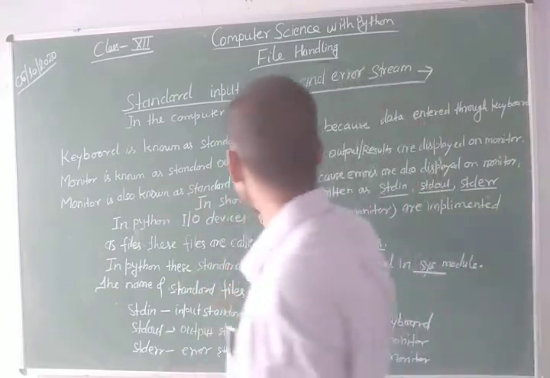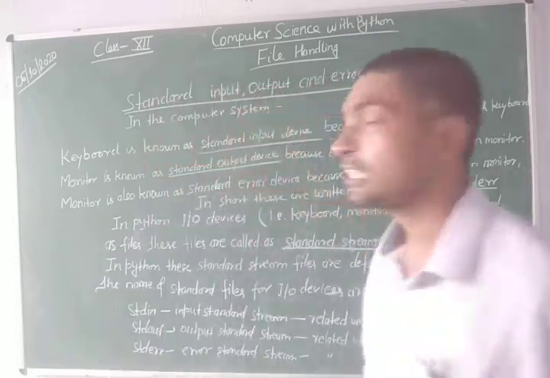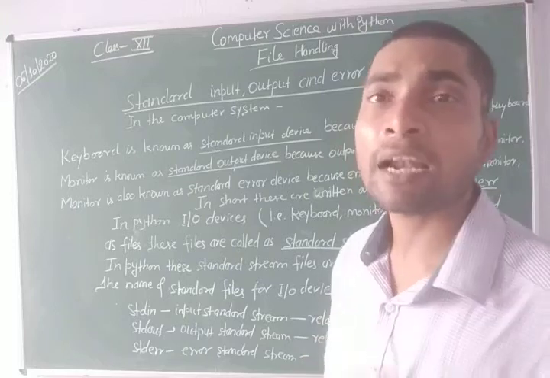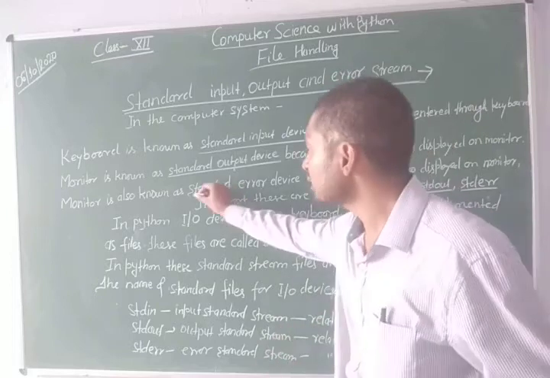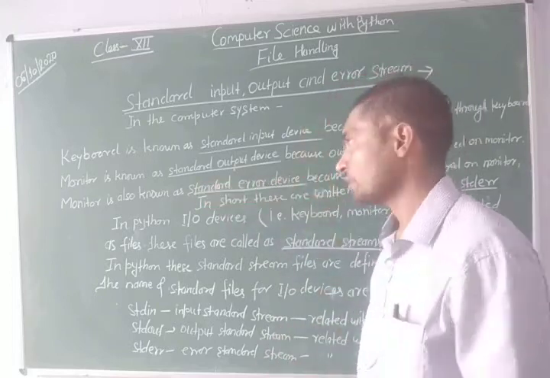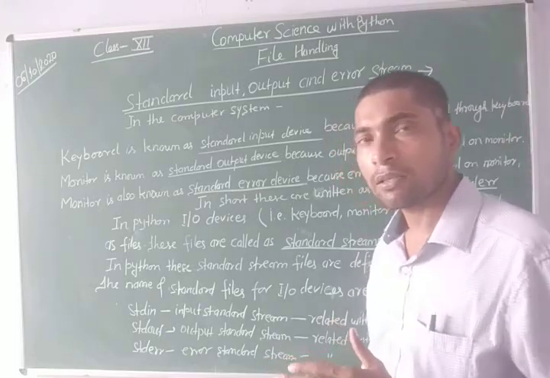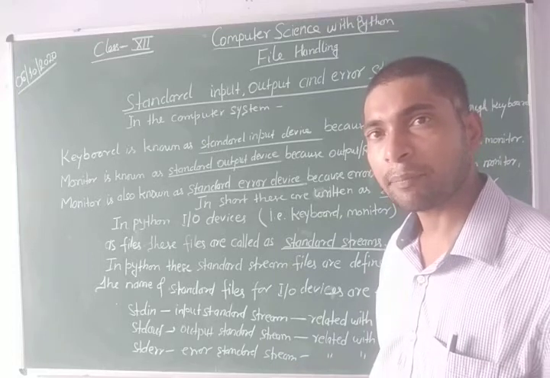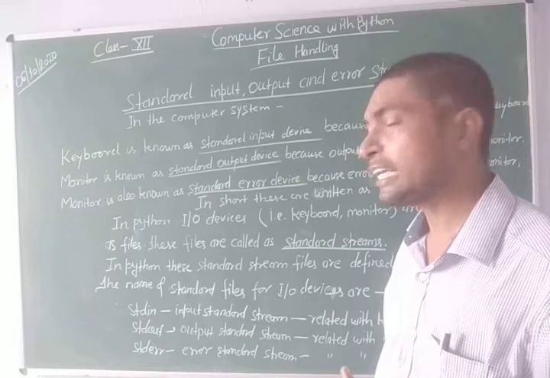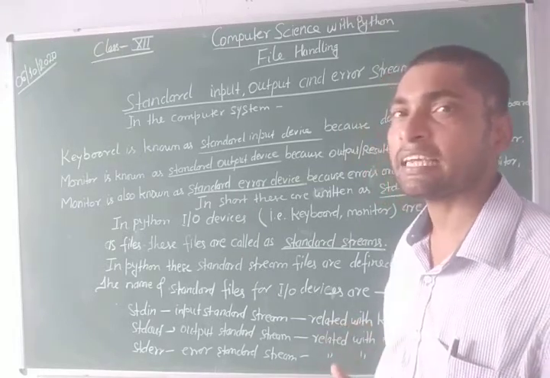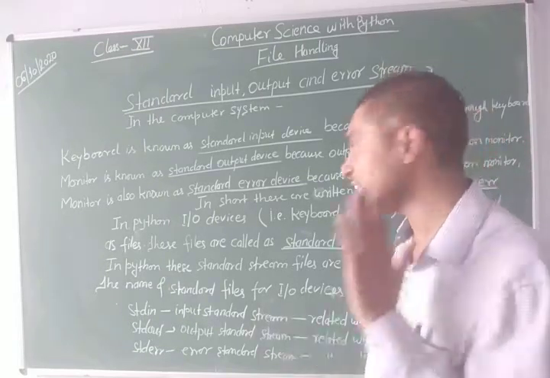I am highlighting this standard output device. Since errors of the program are also displayed on the monitor screen, the monitor is also known as the standard error device. In short, the keyboard and monitor are denoted as STDIN, STDOUT and STDERR.